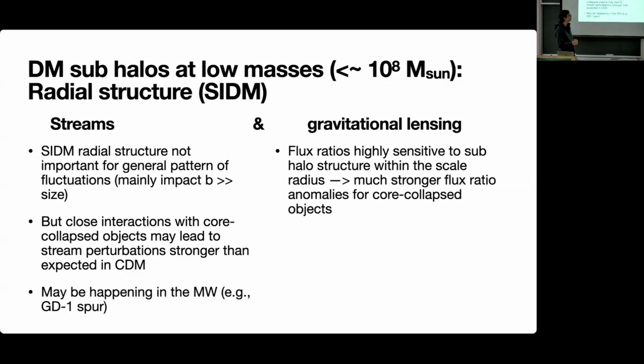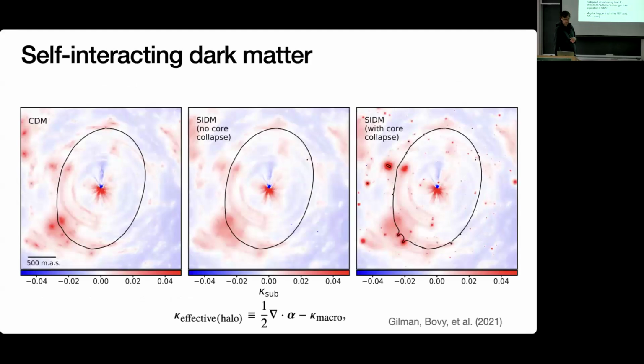For gravitational lensing, the flux ratio anomalies are actually very sensitive to exactly what's going on in the center, because you pass pretty close to the center of a subhalo. So they're in general much more sensitive to the inner structure of the object that is causing the additional lensing that you're seeing there. So strong gravitational lensing is much more sensitive to this.